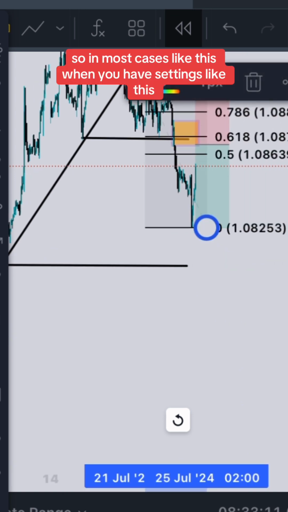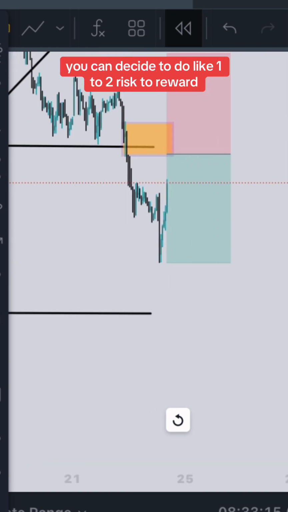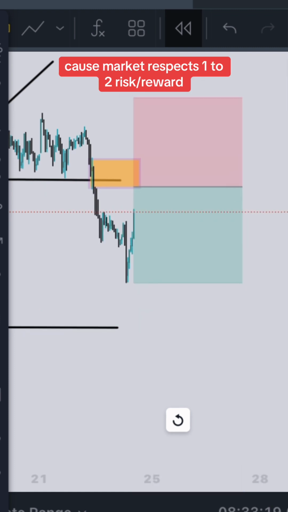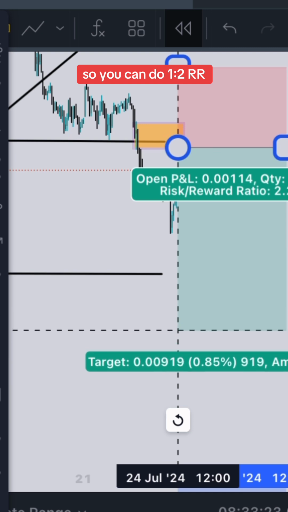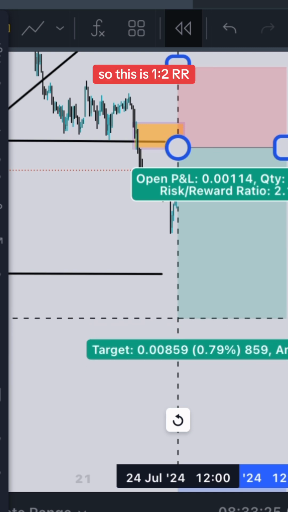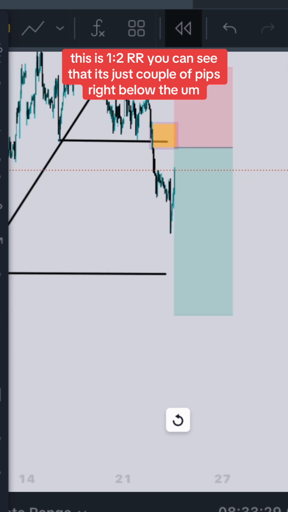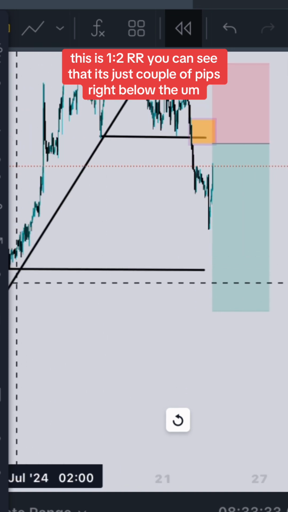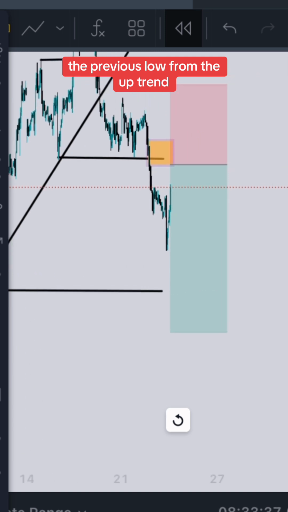In most cases like this, when you have setups like this, you can decide to do a 1-to-2 risk to reward, because the market respects 1-to-2 risk to reward. So this is 1-to-2 risk to reward. You can see that it's just a couple of pips right below the previous low from the uptrend.